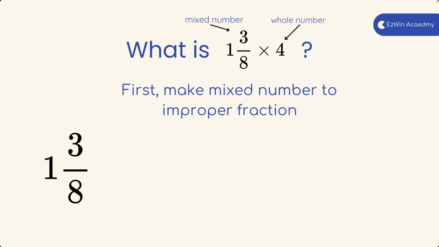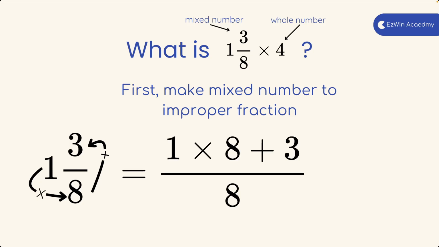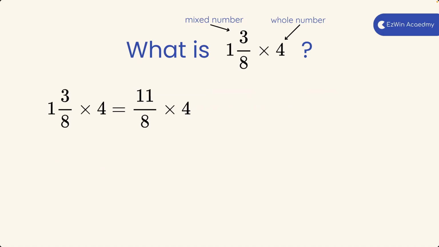So first thing first is that we always want to have the whole number multiply the denominator and have the product plus the numerator 3. So we look something like this, where we have 1, which is the whole number, multiply the denominator, which is 8, plus the numerator 3. And we're going to have that all out of 8. And this will give us 11 out of 8. So now we know that the mixed number 1 3 out of 8 is equal to 11 out of 8.